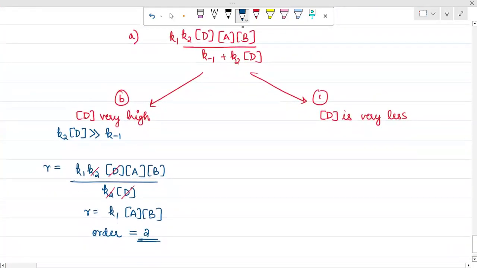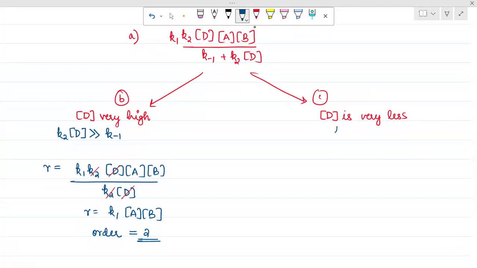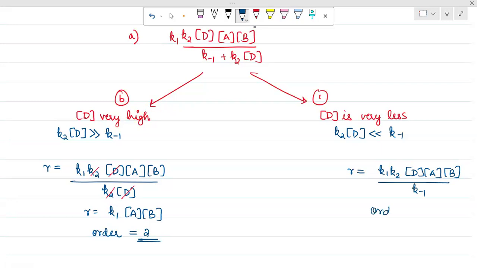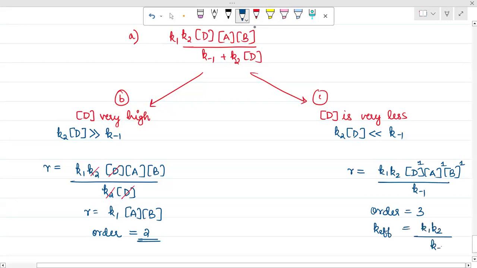Next, they are saying that the concentration of D is very less. If the concentration of D is very less, K2 into D will be very much less than K inverse. Whoever is less can be neglected. So when that is neglected, it becomes K1, K2, D, A, B divided by K inverse, because K2D is neglected. So what is the total order? Order is 1 plus 1 plus 1, 3. And what is the effective rate constant? It is K1, K2 divided by K inverse.